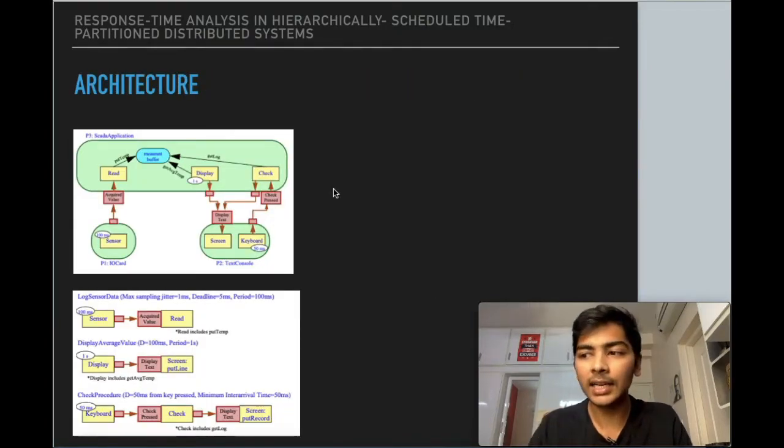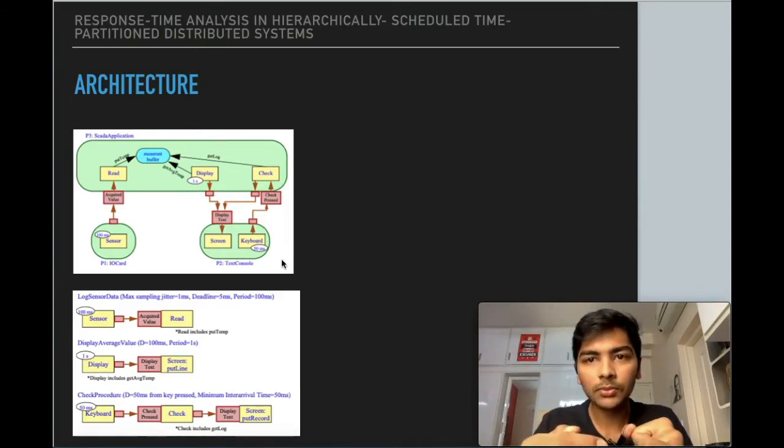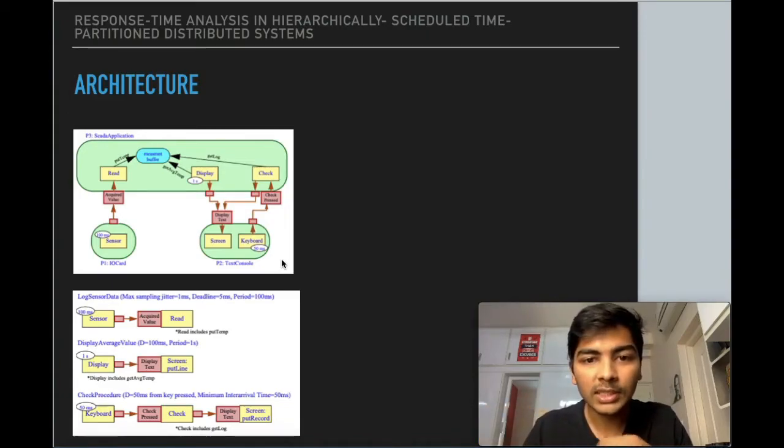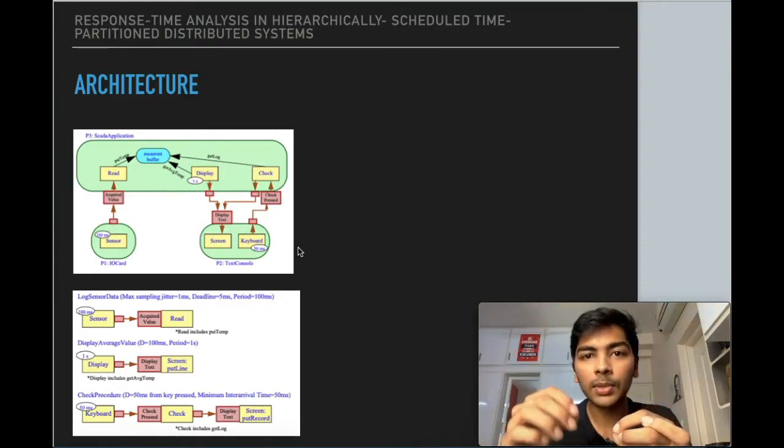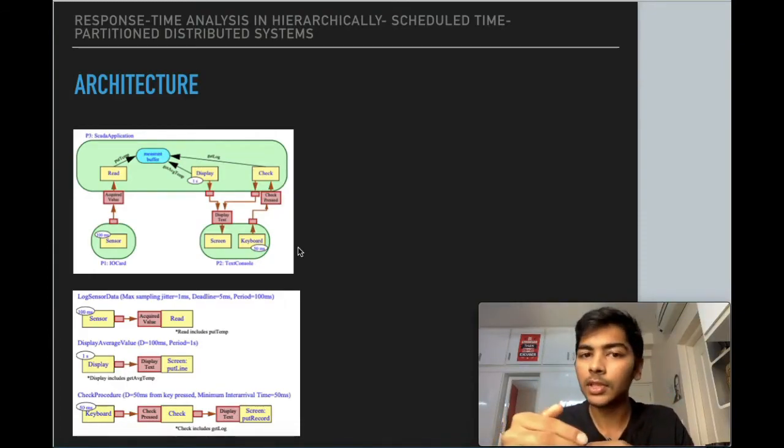Now this is the architecture diagram. Here we assume that the periodic end-to-end flows are synchronized with the partition windows, and the keyboard event, which is shown here, is not synchronized. So for the purpose of calculating the partition windows, we use a polling design for the check procedure flow, which is where we are checking the check procedure. This procedure flow has a period of 20 milliseconds and a deadline of 30 milliseconds.